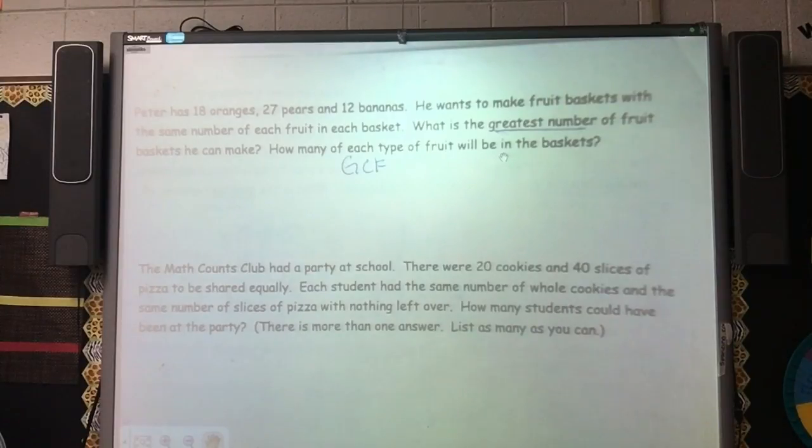Now, it could be more than one factor. They're saying it can be more than one answer because it's not saying what's the greatest number of students that could have been at the party. It's just saying how many. So in that case, any factors that matched would work for that. So that one can have more than one answer. All right.